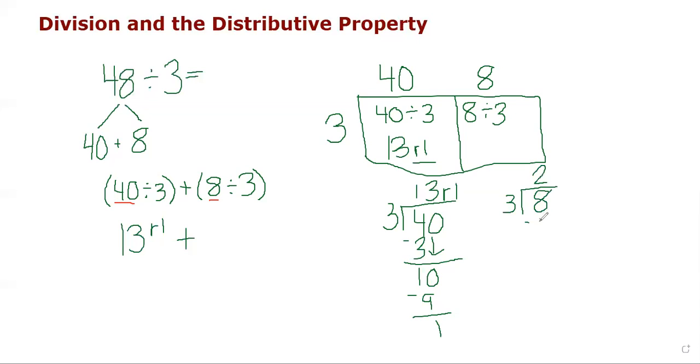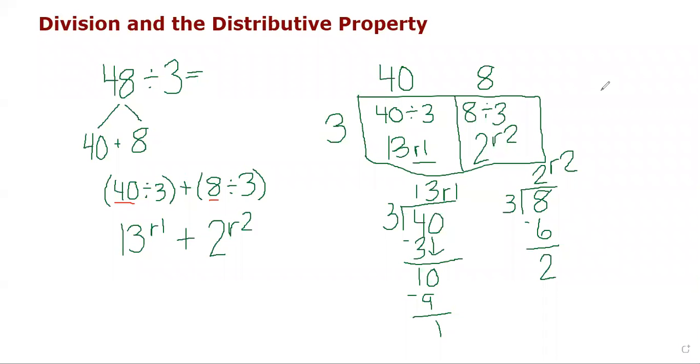And I'm going to subtract 6. I have a leftover of 2. So that's 2, and I have a remainder here of 2. 8 divided by 3 is 2 with a remainder of 2. I'm going to go down here, and I'm going to write that in my equation: 2 remainder of 2. Go ahead and make sure you've done that.